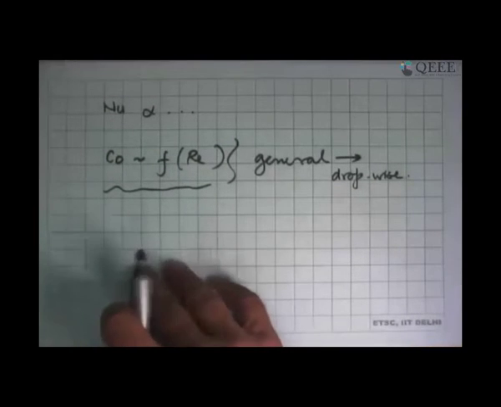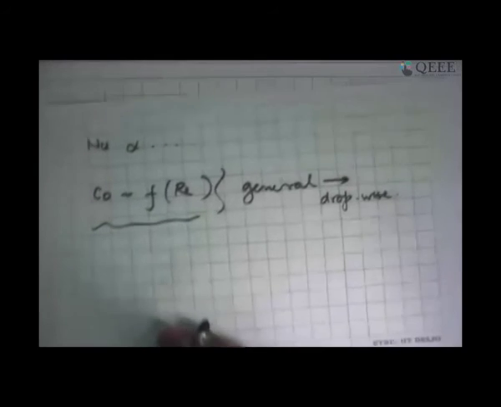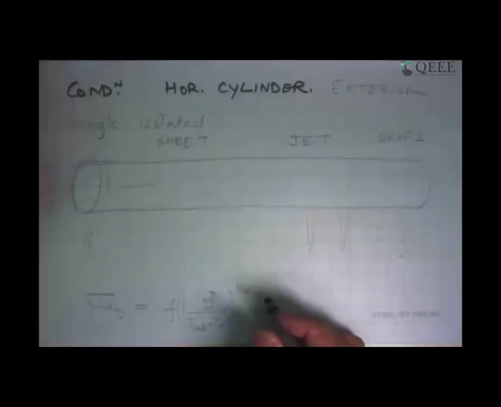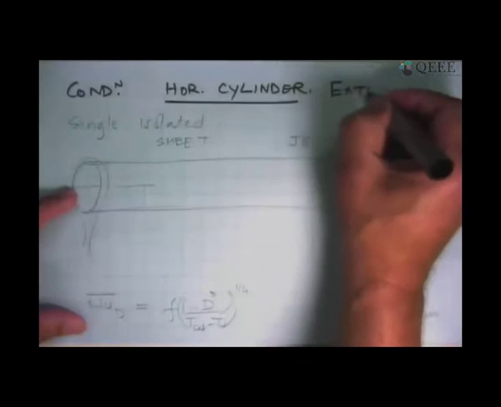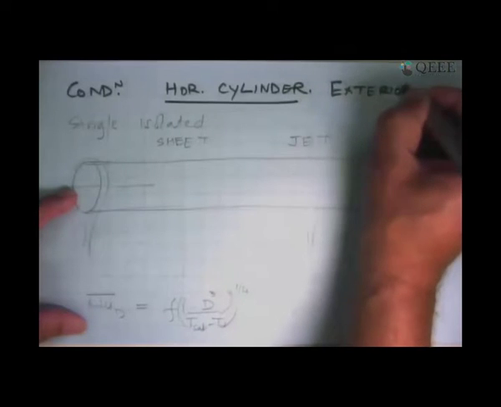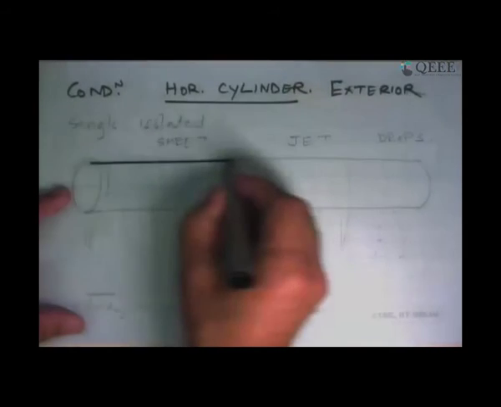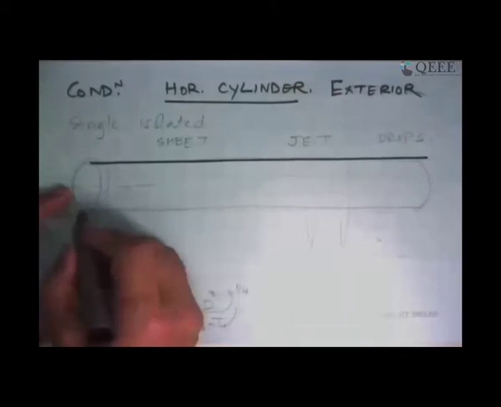So we will leave this film-wise condensation definition here on a flat plate and start looking at various other geometries which are more commonly in use. Okay, the next simplest geometry that we have is a horizontal cylinder, with condensation taking place on the exterior. So this is, say, the outer surface of the cylinder.